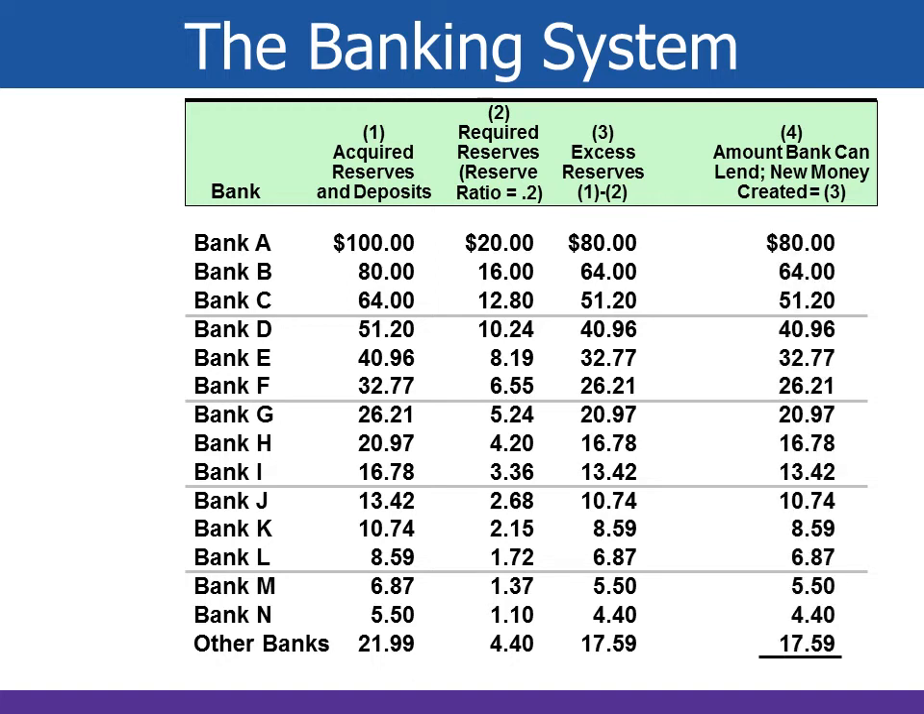So we look here in column 3, and we say, okay, the first bank can safely lend out $80. Let's say that's Bank of America, that's Bank A. Bank A makes a loan to an individual who's interested in buying a car, and they get the $80. They deposit the entire $80 into their bank, Bank B. We'll say that Bank B is Wells Fargo. So now Wells Fargo has $80 worth of new deposits.